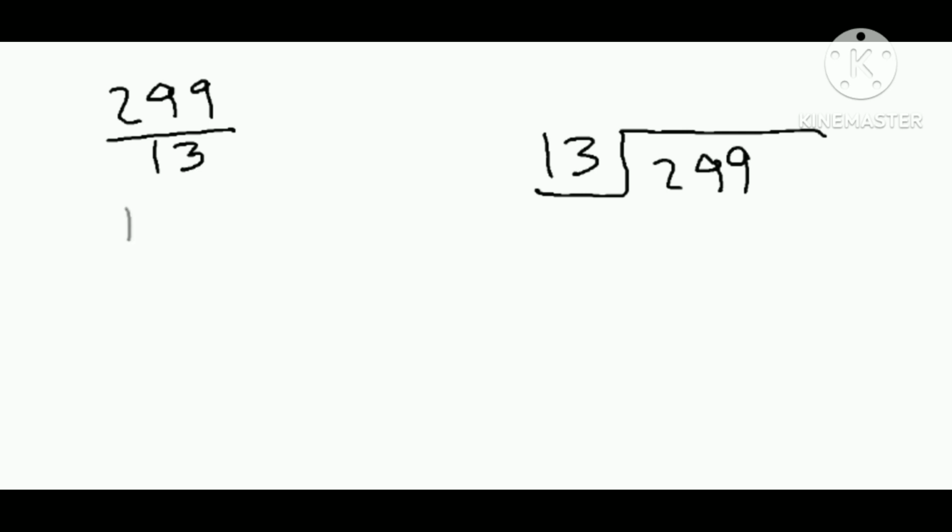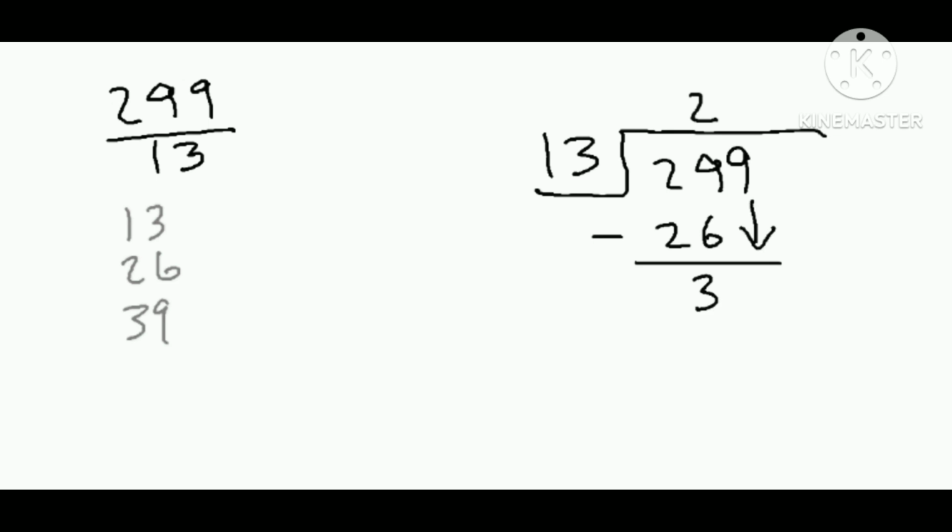Let's make a list. If we keep adding 13, 13 plus 13 is 26. 26 plus 13 is 39. So if you add 13 3 times, you get 39, which means 13 times 3 is 39. 39 is too much, it exceeds 29. So we need to use the 26. 13 times 2 is 26. Next we need to subtract. So 29 minus 26 is 3.